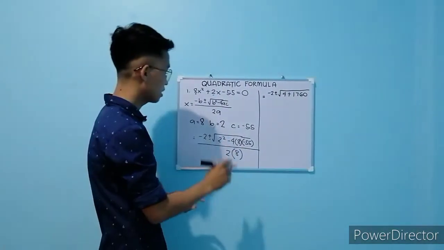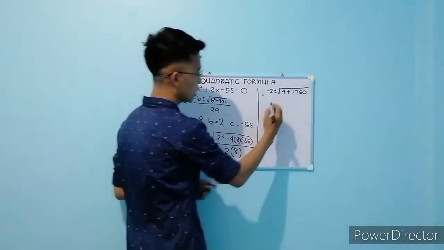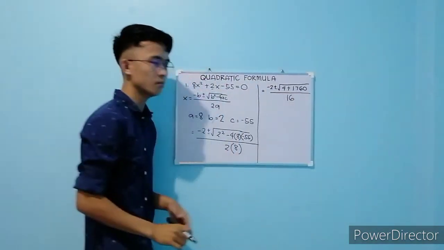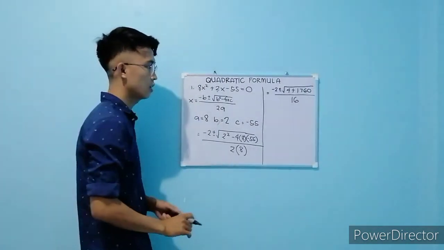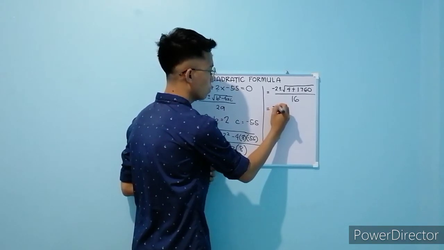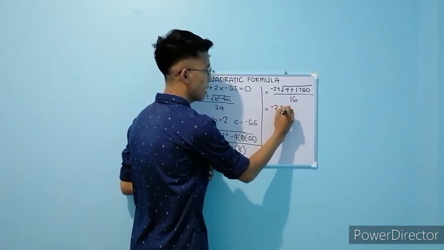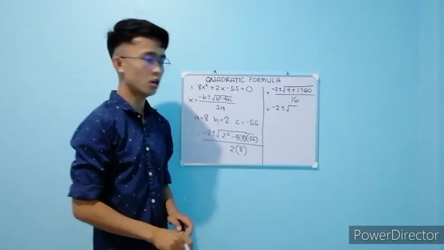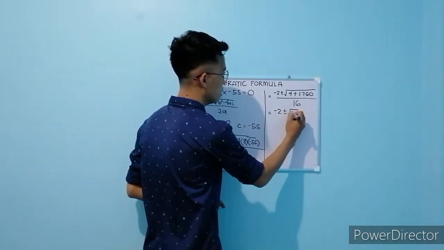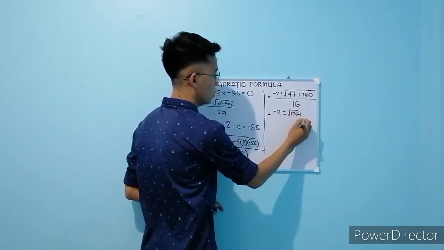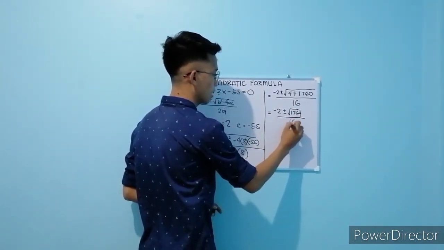Then afterwards, let's do the denominator. 2 times 8, that is 16. Next, let's further simplify. So we have here negative 2 plus or minus the square root of 1760 plus 4, obviously that is 1764, over 16.